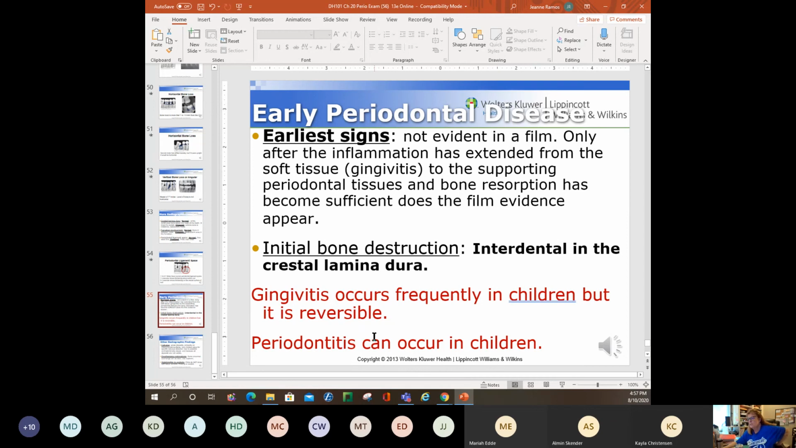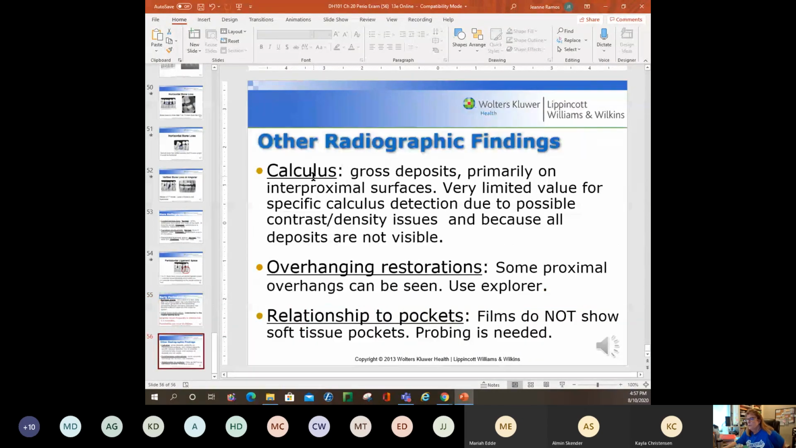And I stress this because it's on test questions. It may not be on your quiz, but it might be on your midterm or final, and definitely have seen it in review books. So both children and adults can have both gingivitis and perio. So these are just other radiographic findings that you can see. The films do not show soft tissue pockets. That's why we need to probe.